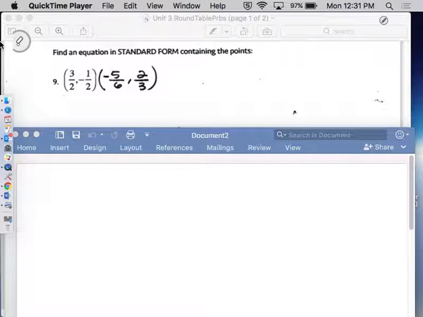This video will talk through number 9 on the round table problem set. You're asked to find the equation in standard form containing the points that are given. The points, the coordinates are all fractions. So remember, here's your standard form, where A, B, and C are integers, and A must be positive.